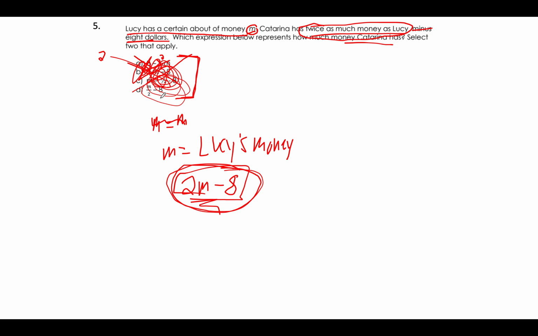It says Lucy has a certain amount of money, M. Katerina has twice as much money as Lucy minus $8. Write an expression below that represents how much money Katerina has. So, it says Lucy has a certain amount of money, M. That means that M is going to be Lucy's money. And Katerina has twice as much money as Lucy, so that's 2M minus $8. So, our answer is going to be 2M minus 8.